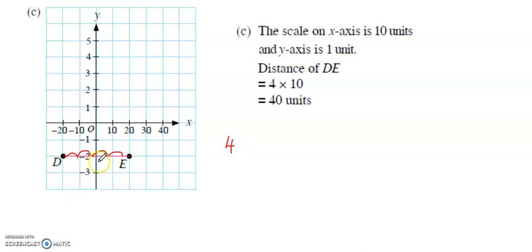So 4 we times with 10, because one box for the x-axis represents 10 units. You can see 10, 20, 30, 40. So each box represents 10 units. We have 1, 2, 3, 4 boxes, so we times with 10. So the answer is 40 units.